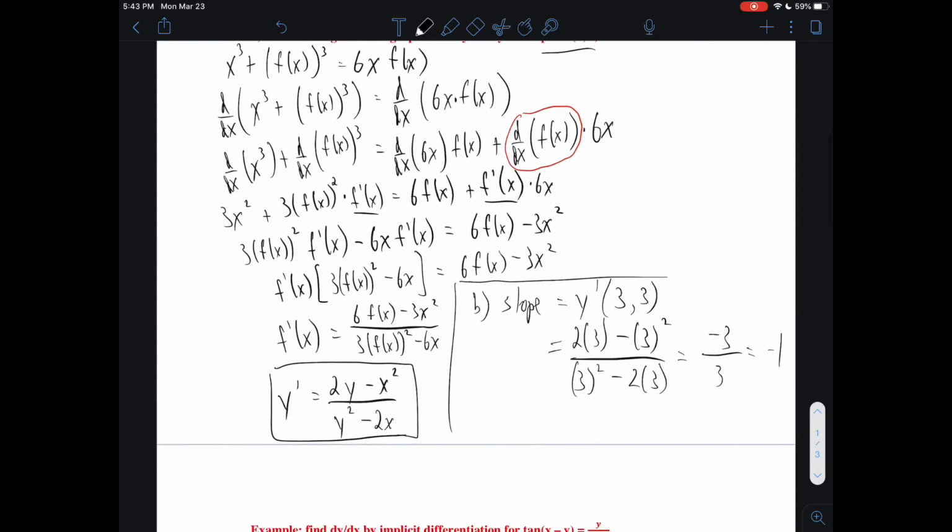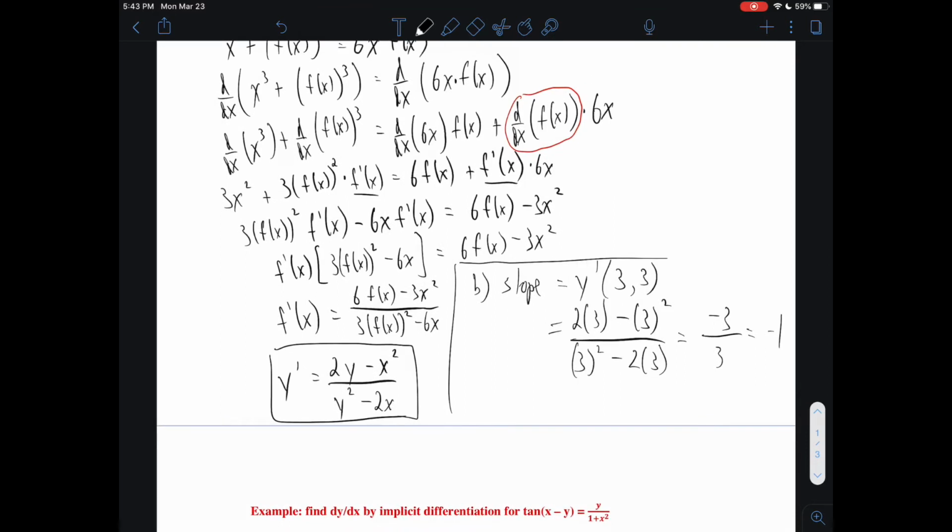So then my equation would be y minus 3 equal negative 1 times x minus 3. That's using the point-slope form. And if we write this in slope-intercept form, that would be y equal negative x, and this will be plus 6.